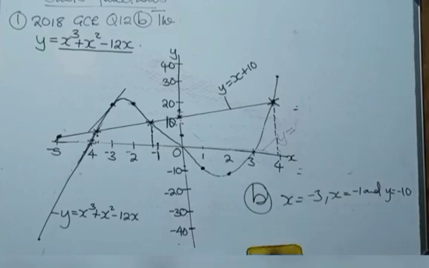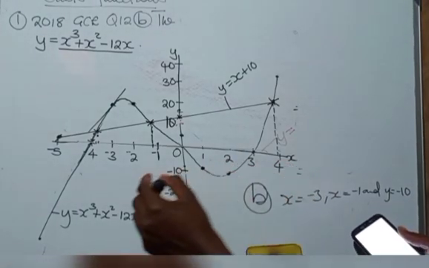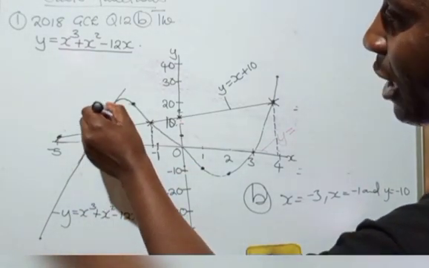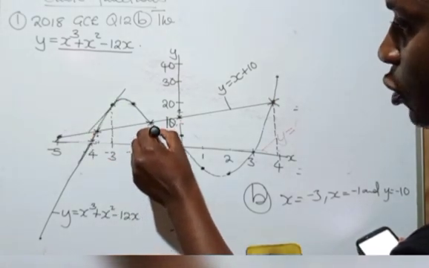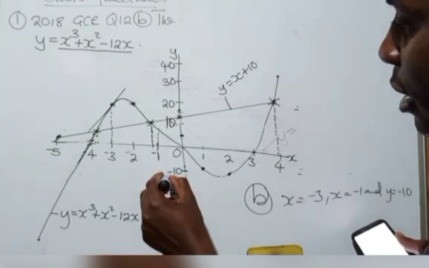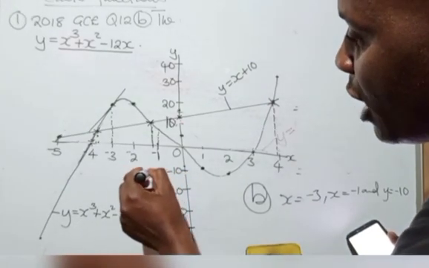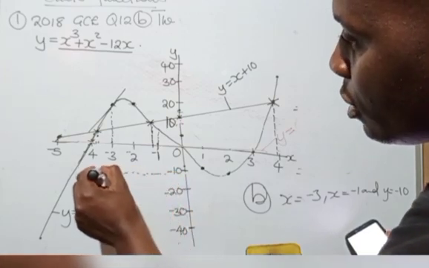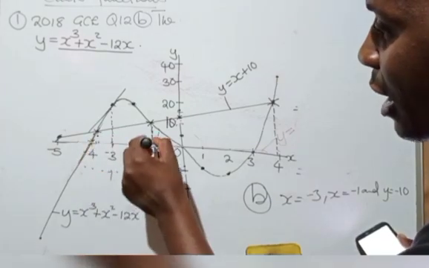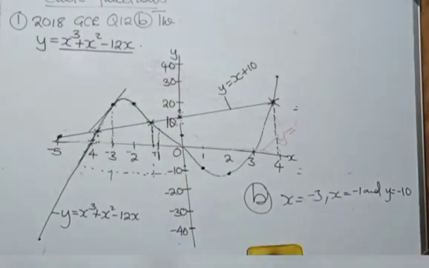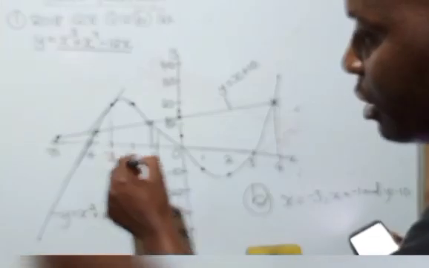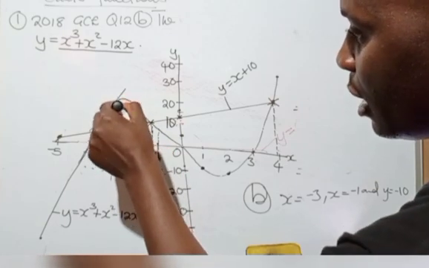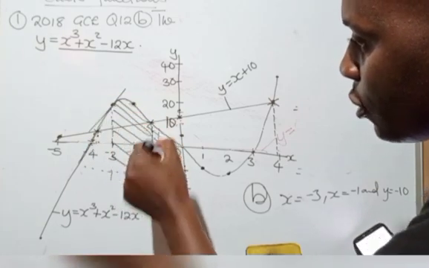To find the area, we are going to integrate, because x is -3, then we also have -1, then y is -10. So this is the area we are estimating. This is the area we are finding, the area under the curve.